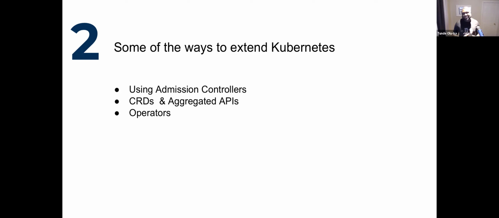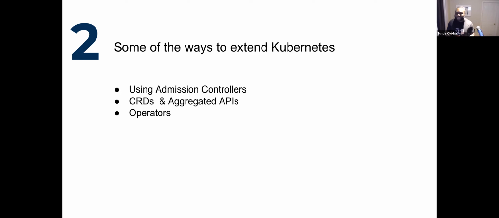Another way is using CRDs or aggregated APIs. CRDs are custom resources, and they're more tuned towards creating objects inside of Kubernetes that you would like to take advantage of API conventions. An example of a CRD would be creating something like a network object, so you'll be able to run something like kubectl get network or kubectl get VMs. So that's an example of a CRD.